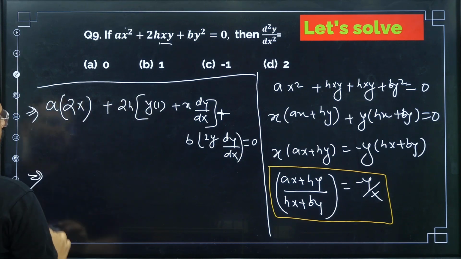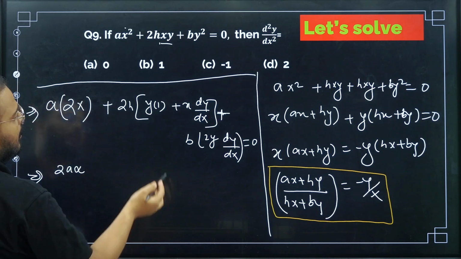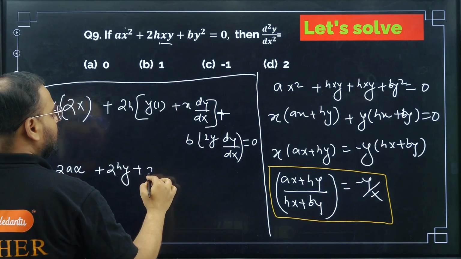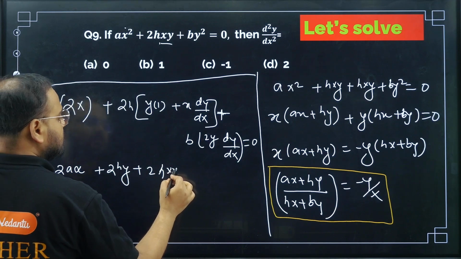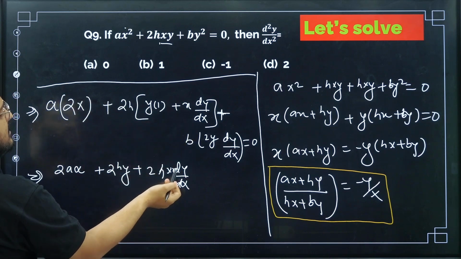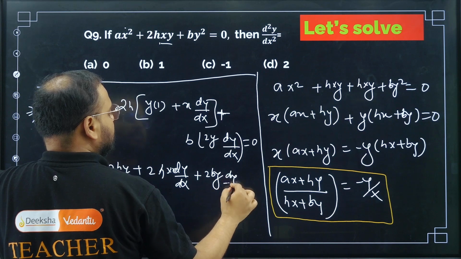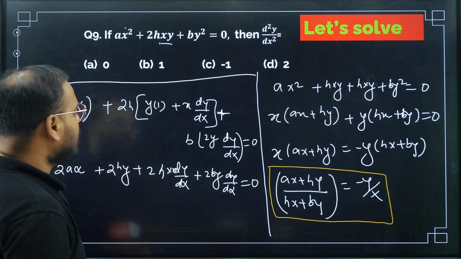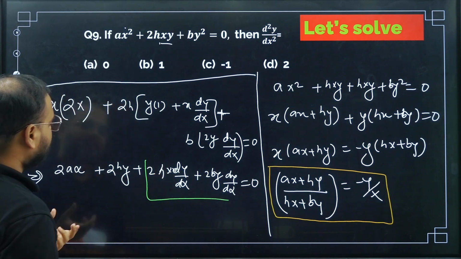What about this step? Please check. I can write this as 2ax. What about this? 2hy. What about this? 2hx dy by dx, 2 times h times x, 2hx dy by dx, plus 2by dy by dx equal to 0. Now I will keep these terms over here only, and I'll bring this term over there.